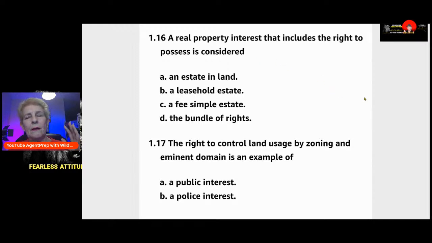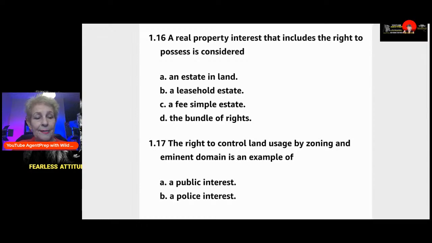So individuals can have the bundle of rights I spoke about on Monday. And there are 5 things that go along with the bundle of rights or a fee simple estate. So this one is just mentioning it. The right to possess is considered. All right, so I have CCA. And the answer is, going once, going twice, gone. The answer is A, an estate in land, an interest in land when you can possess it.